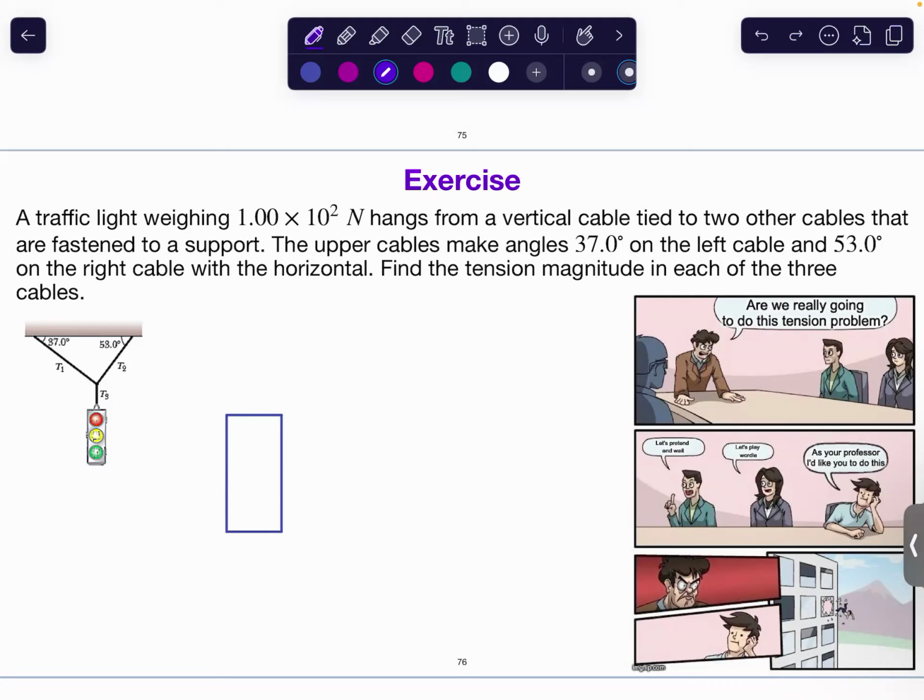So we have the light. The first thing we're going to have is the gravitational force of the light, which is the weight. So we know its magnitude. So we have that. Going up.